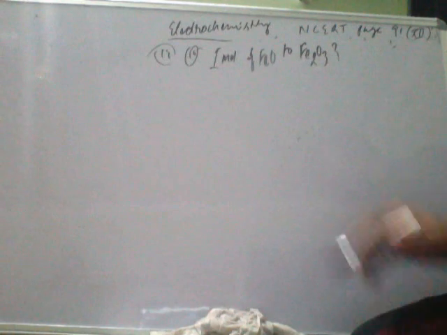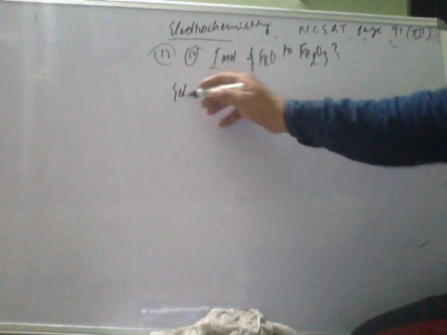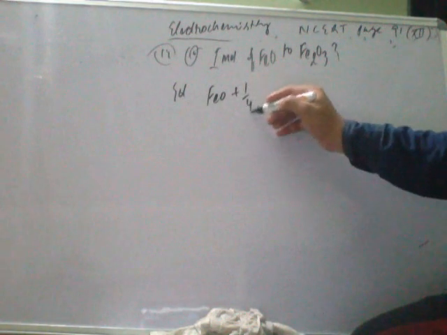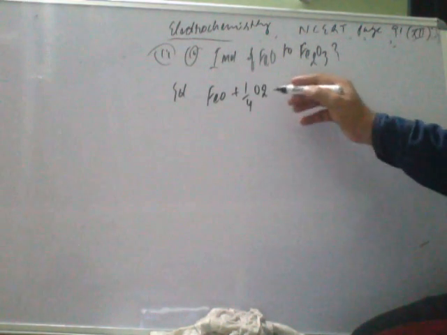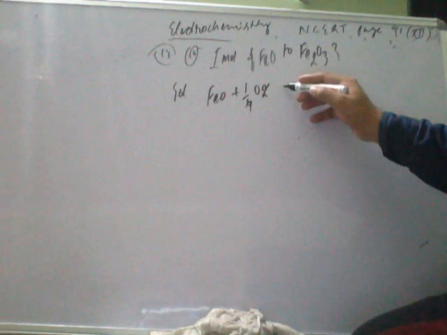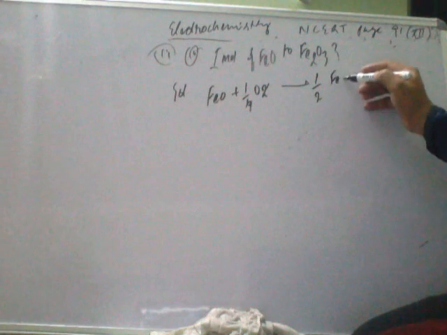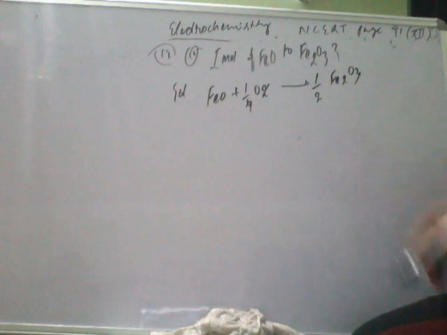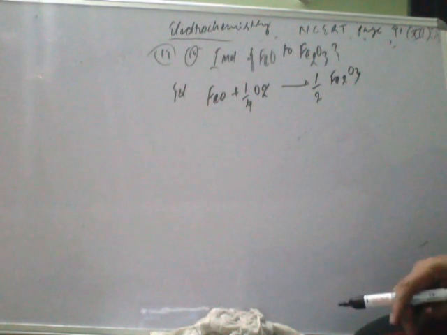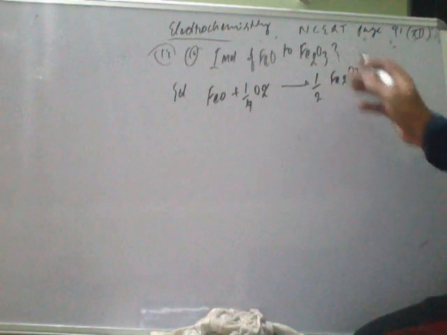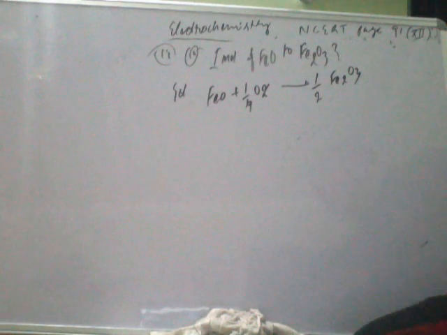So how can you write the reaction? Okay, let us solve this one. You have FeO, you add 1 by 4 O2. Okay, so here you will get 1 by 2 Fe2O3, right? That is half mole of Fe2O3. So 1 mole of FeO is giving half mole of Fe2O3, right?